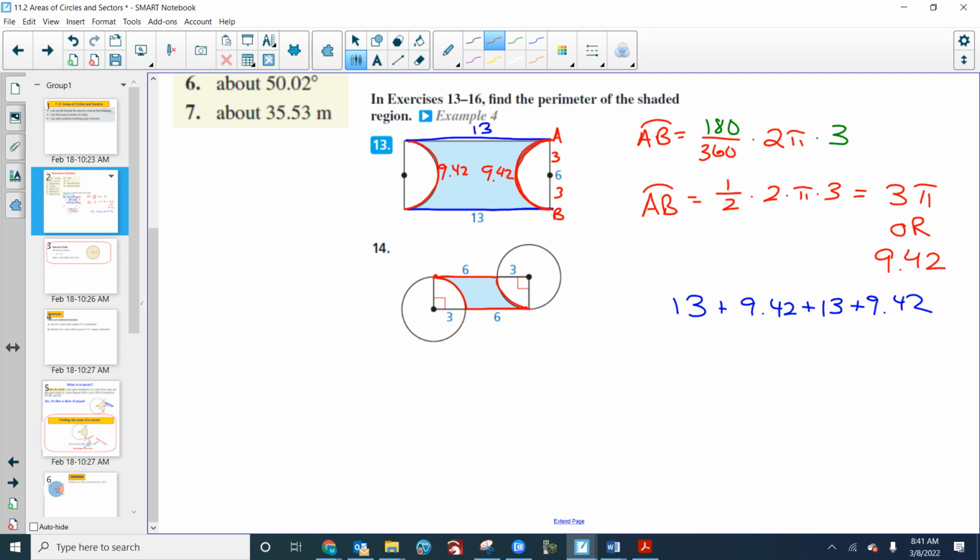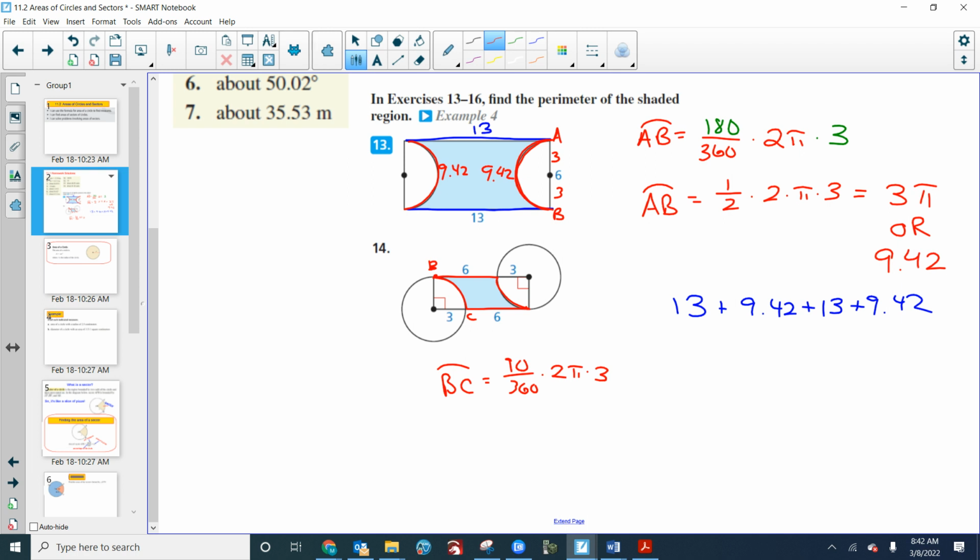How do I find arc length? Well, it's a 90-degree arc. That's not the length. The arc length from B to C would be 90 over 360 times 2 pi times 3. And I'm going to double that because both of those circles are congruent.